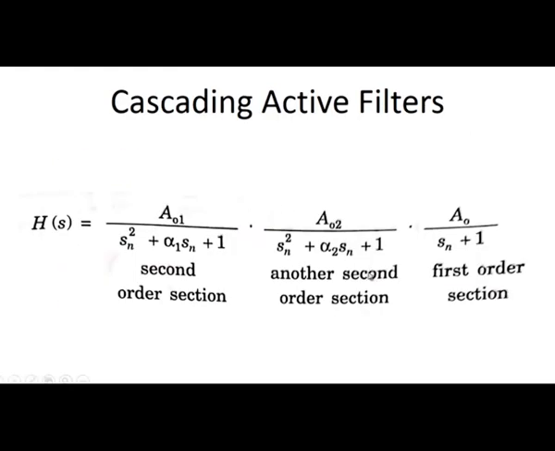So, this is the transfer function of the higher order filters. This is the second order transfer function, A01 by Sn square plus alpha 1 Sn plus 1. Here Sn is the normalized frequency, alpha 1 is the damping factor. So, this is the second order response and this is another second order response. If the two second order filters are cascaded, then this is the overall transfer function of the circuit. So, here A02 by Sn square plus alpha 2 Sn plus 1.